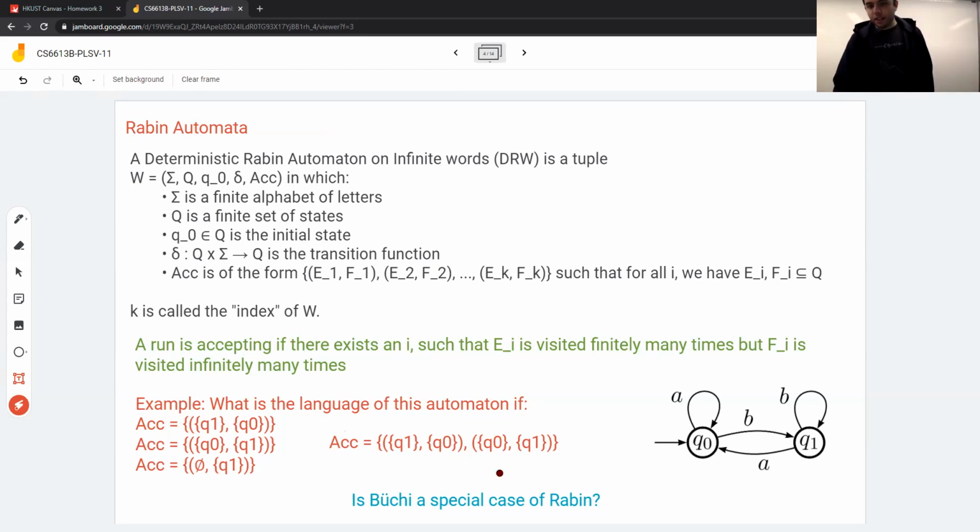Okay, so consider this automaton here, and let's ask some questions. Oh, I just realized that I haven't opened the chat box. Oh, okay, there are no messages there, so that's fine.